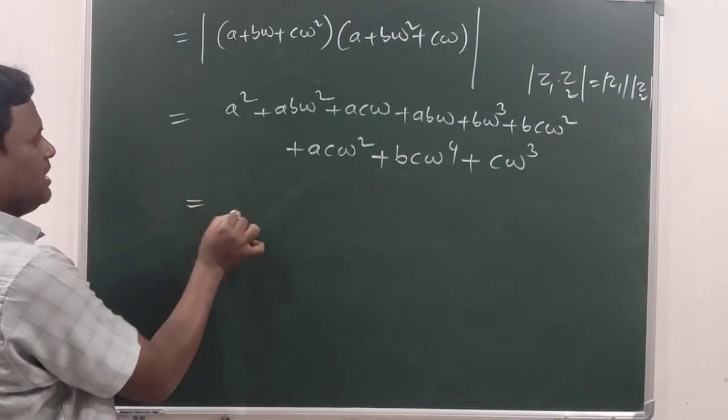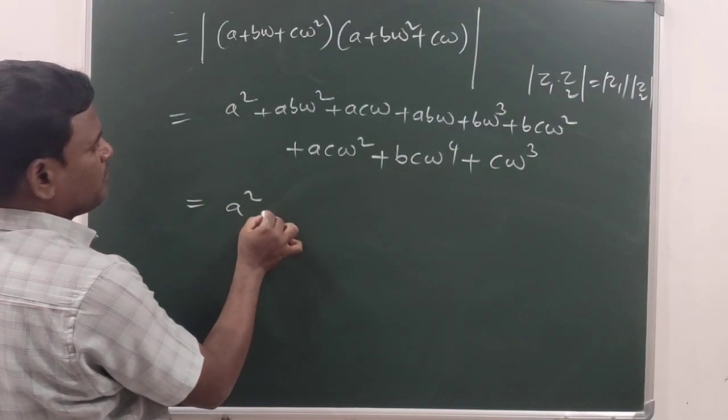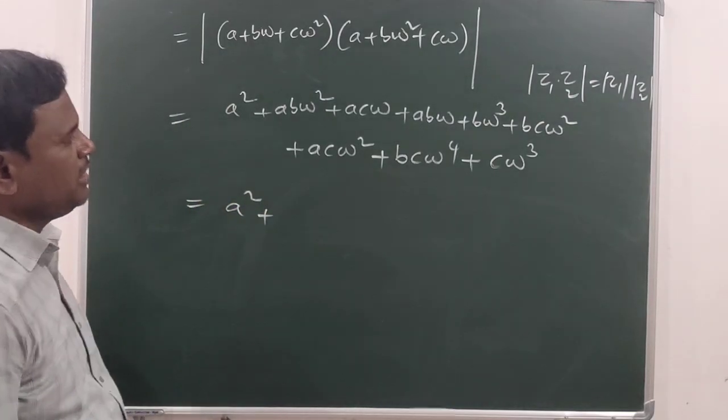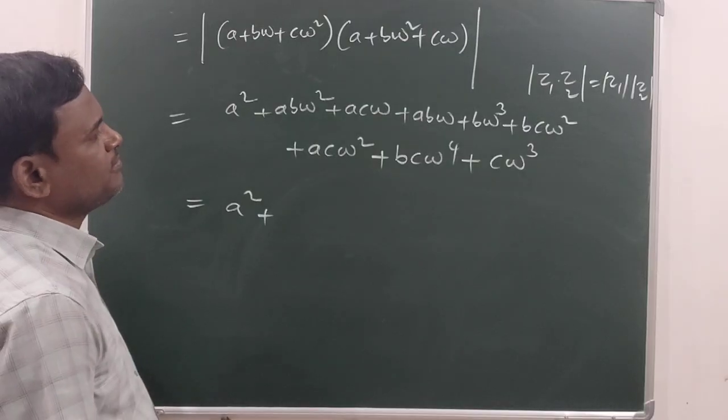Now first write a square. Next, see, is there any b square?